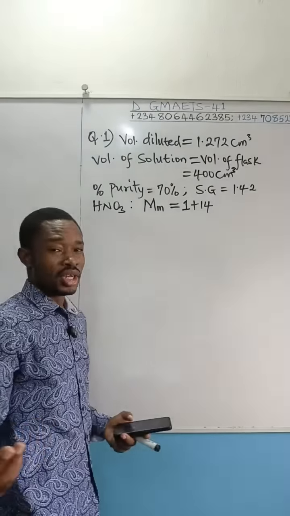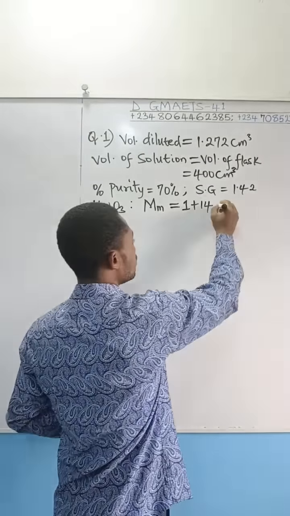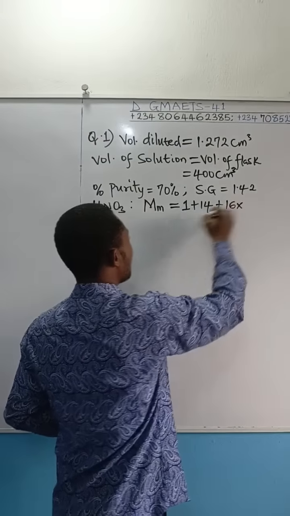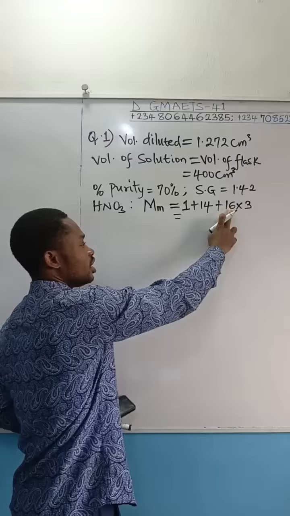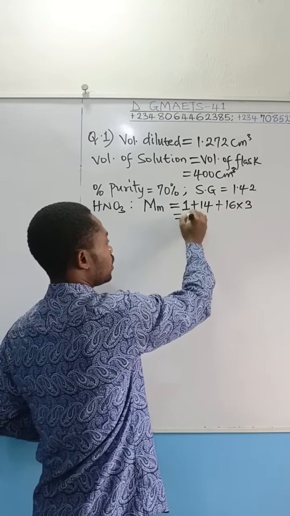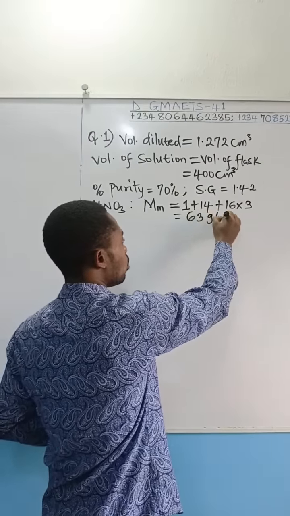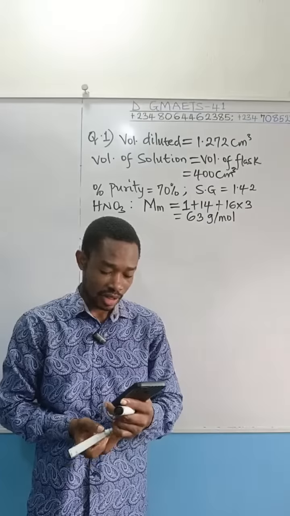But you're meant to know them anyway, for the first 20 elements at least. Nitrogen is 14, oxygen is 16. You multiply it by the 3 atoms you have there, so that 16 times 3 gives you 48. 48 plus 15 will give you 63 grams per mole. So that's the molar mass of the acid.